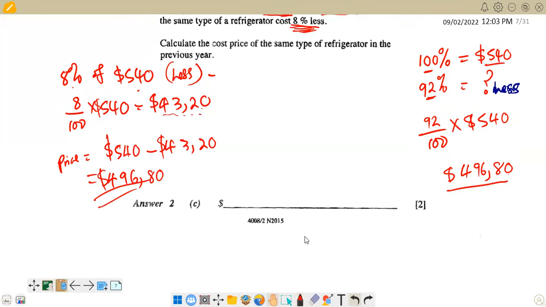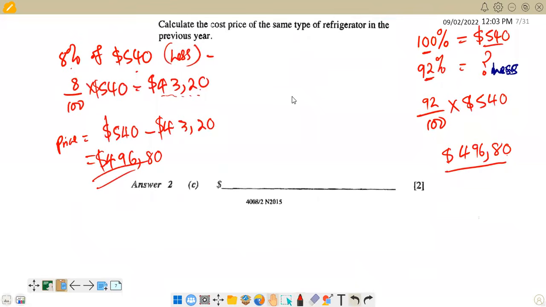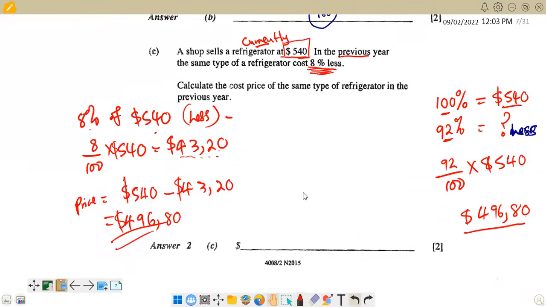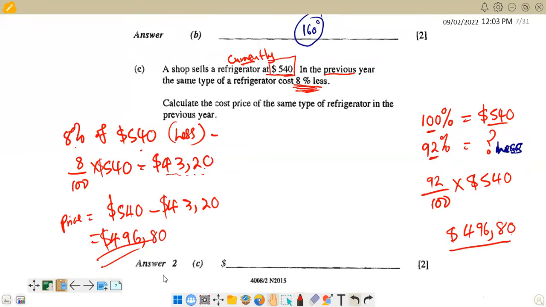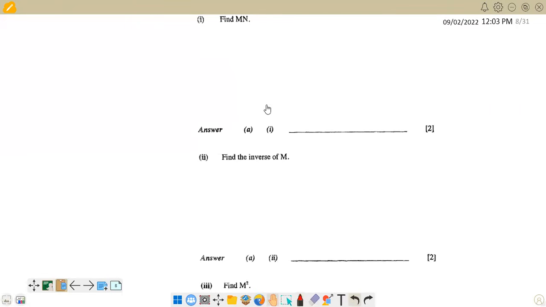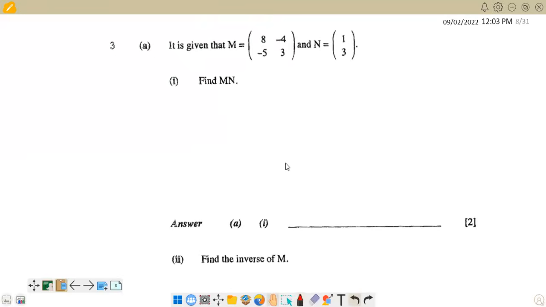All right, let's see the other part here. I think that was the last part of the question. Let's see the other one. Next page here, we are given matrices. These are matrices, guys.